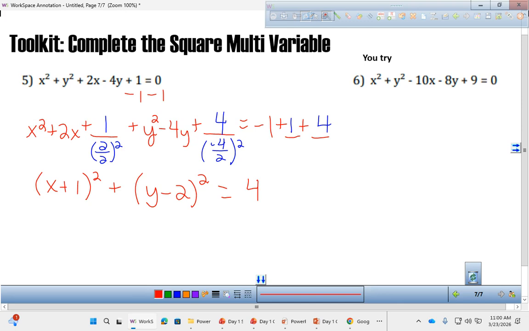Tomorrow, you'll learn that this is the graph of a circle. And you'll learn how to graph the circle on a coordinate grid. All right, so 2 variables creates the shape that's called a circle. And we'll talk about that more tomorrow, okay?